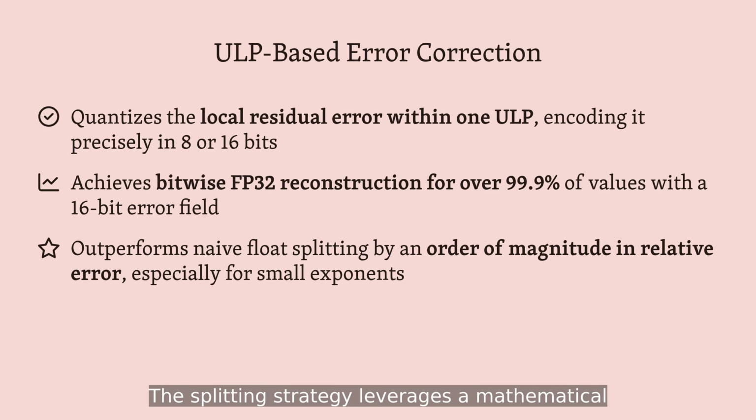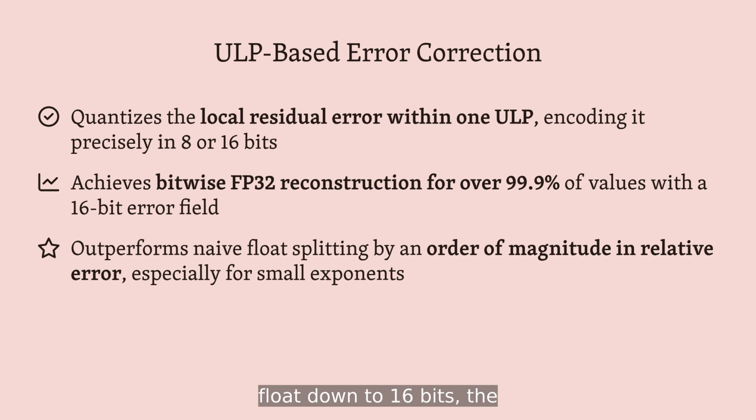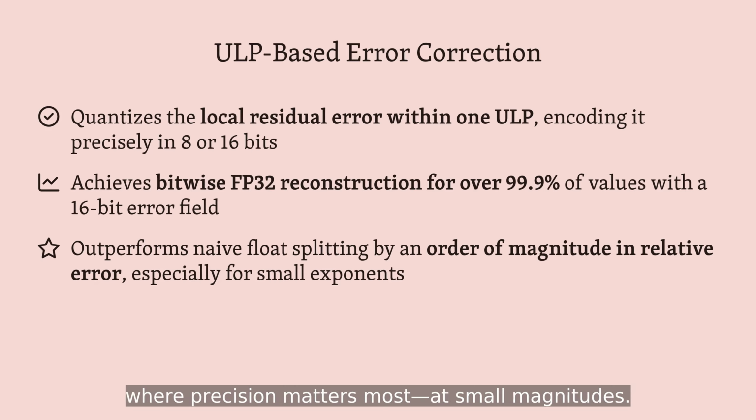The splitting strategy leverages a mathematical property. When you round a 32-bit float down to 16 bits, the error's exponent never overlaps with the result. That means the correction lives in a narrow numerical band, 1 unit in the last place, which fits cleanly into 8 bits. This achieves bitwise reconstruction for 99.9% of all 32-bit values, with dramatically lower relative error than prior methods, particularly where precision matters most, at small magnitudes.